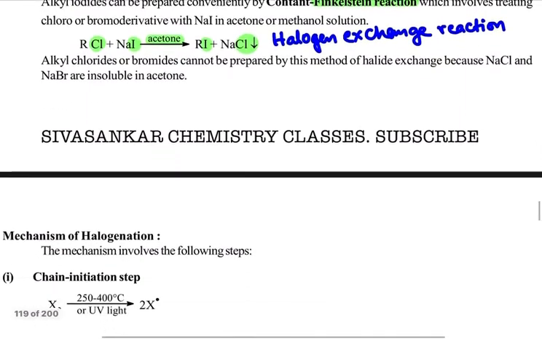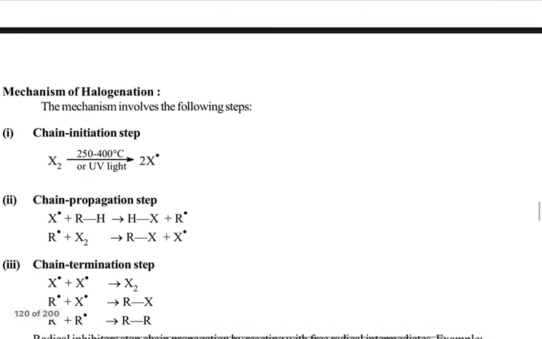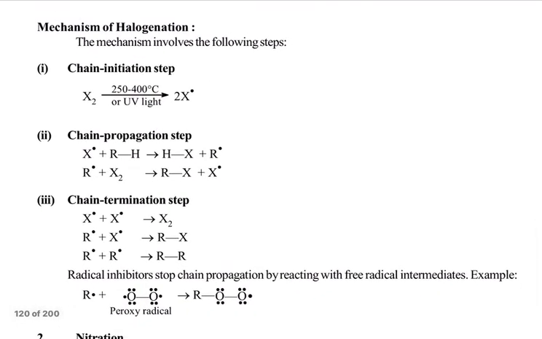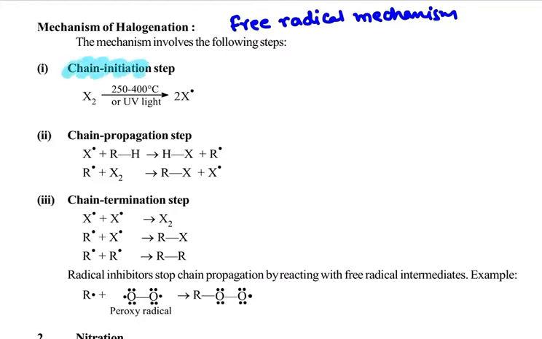Next, halogenation is a free radical mechanism. In this mechanism, three steps will be there. The first one is the chain initiation step, the second one is the chain propagation step, and the last one is chain termination.